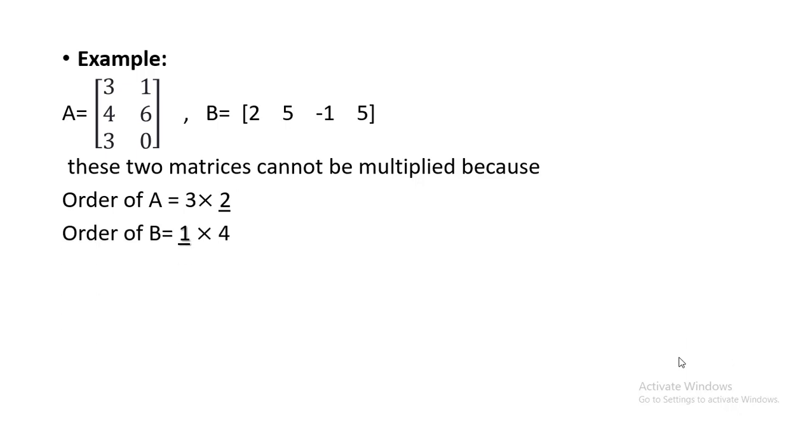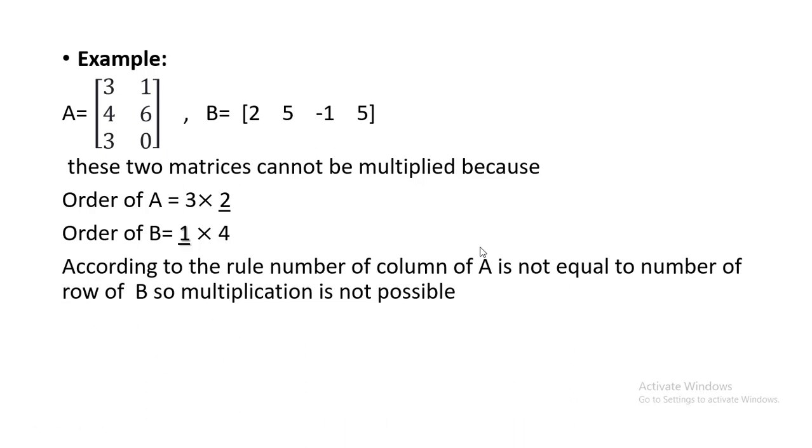So we are talking about A multiplied by B. You can check for B multiplied by A as well. Order of A is 3 by 2, order of B is 1 by 2. We said earlier that for these two matrices to be multiplied, the column of matrix A should be equal to the row of matrix B. Now as you can see here, the column is 2, whereas the row for matrix B is 1. So these two matrices cannot be multiplied together.